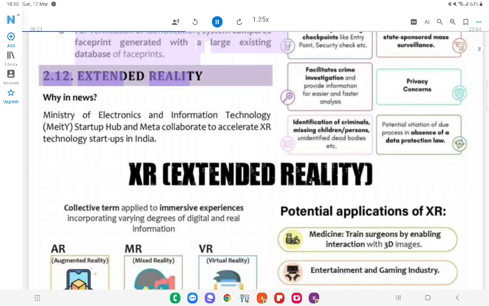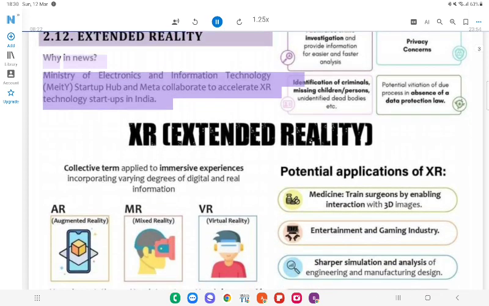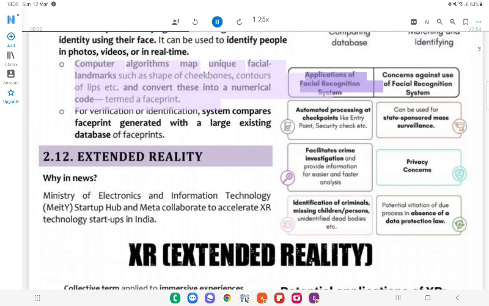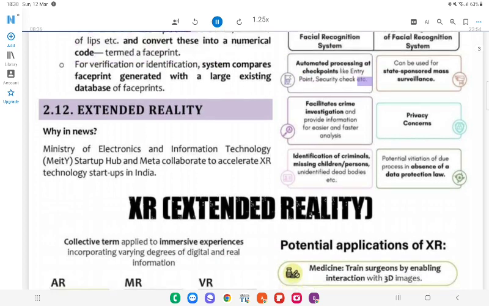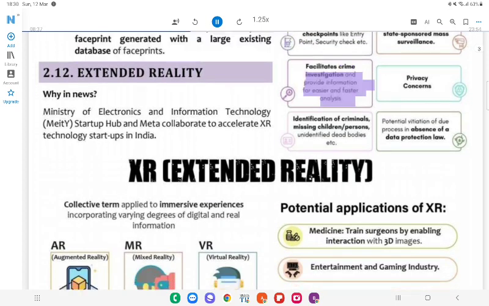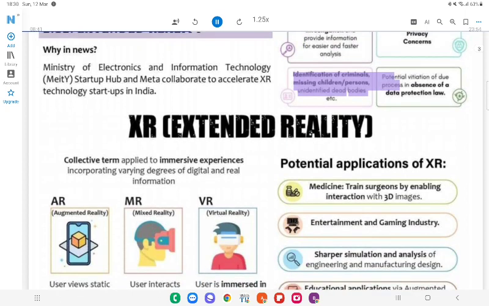2.12. Extended reality. Why in news? Ministry of Electronics and Information Technology, MeitY, Startup Hub and Meta collaborate to accelerate XR technology startups in India. Applications of facial recognition: automated processing at checkpoints like entry points, etc. Crime investigation, and providing information for easier and faster analysis. Identification of criminals, missing children, missing persons, unidentified dead bodies.